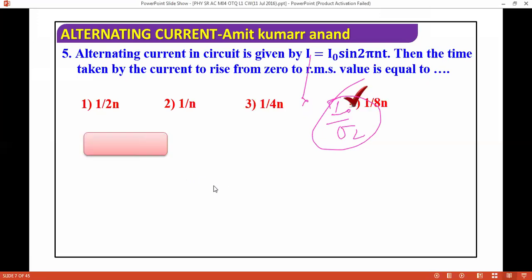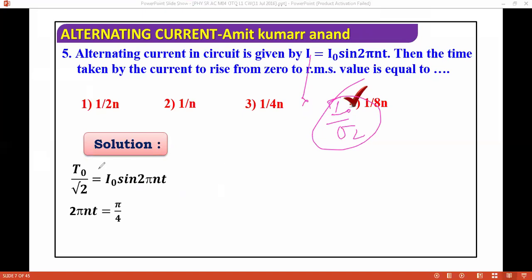See, here I'm showing you the solutions. If you put I naught by root 2, you can get the value directly. This is not T naught, this is I naught. Yes, this is I naught by root 2. From here you can get the values of time.